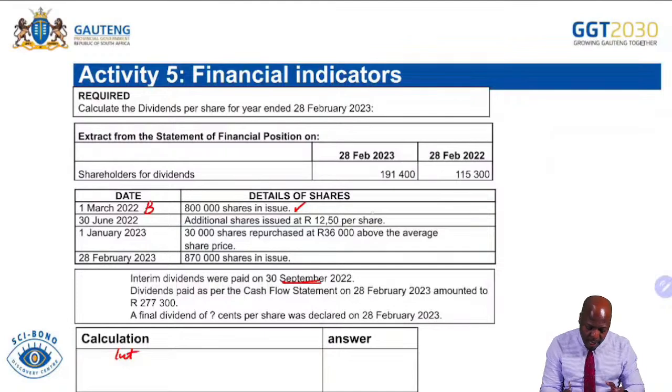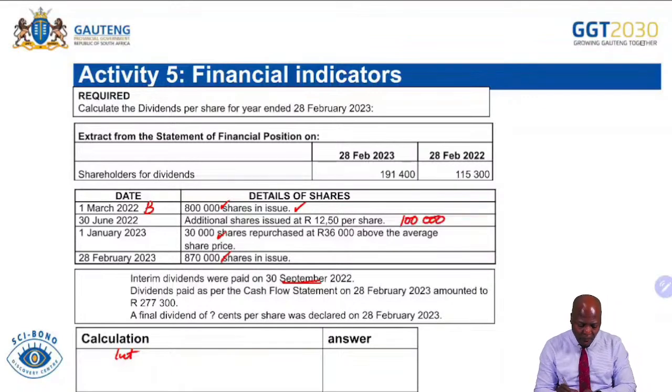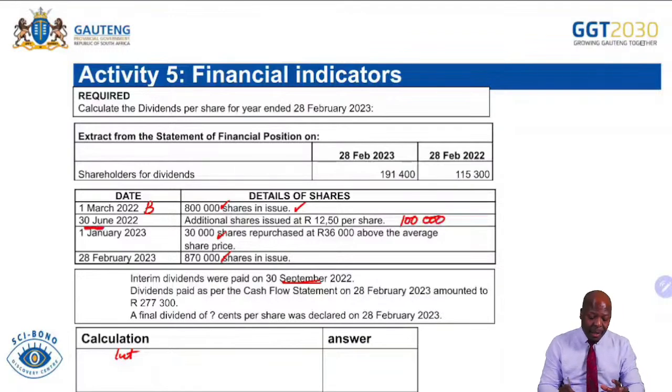Remember, we've done this question before. And we found that there were shares that were issued, and we are able to get these shares even now, whereby we can say 870 plus 30 minus 800. So the shares that were issued were 100,000 shares. Does this ring a bell? You remember now. So at the beginning we had 800,000 shares, then we issued 100,000 shares. That means by 30 June, we had 900,000 shares. Then we repurchased on 1 January 30,000, and then at the end we end up with 870. Do we agree there so far?